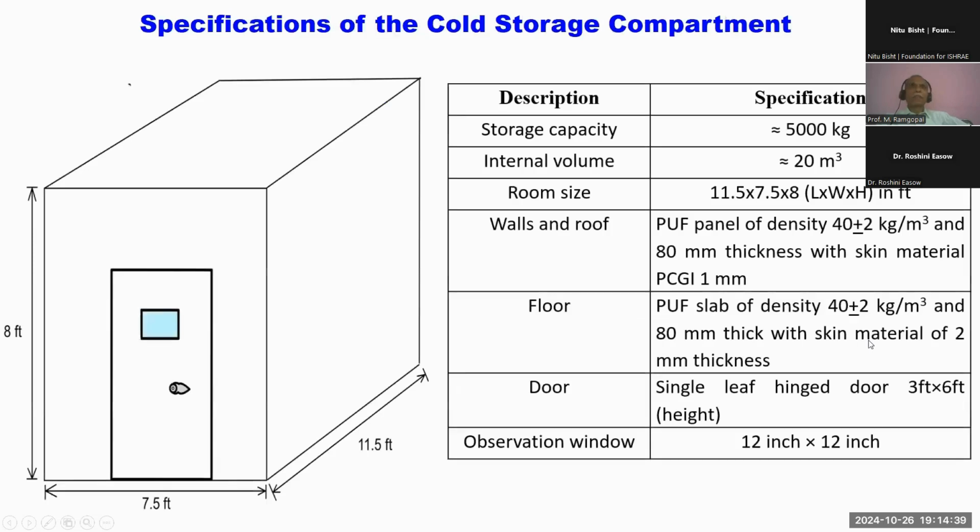Okay, so these are the specifications of the cold storage compartment. We wanted to store, as I said, 5,000 kilograms of the products. So the internal volume came out to be about 20 cubic meters. Based on the insulation thickness, etc., the room size is fixed. These are the specifications of the insulation material and the floor, door, etc. Then there is a small observation window. These are the dimensions of the cold storage: about 8 feet by 8 feet and around 11.5 feet in depth.